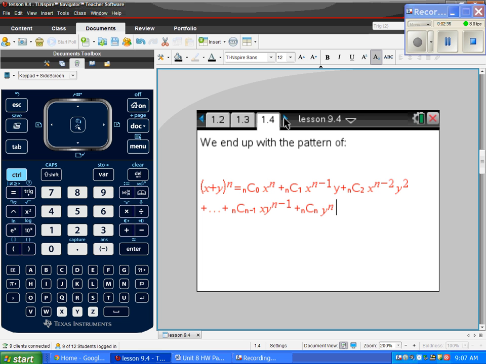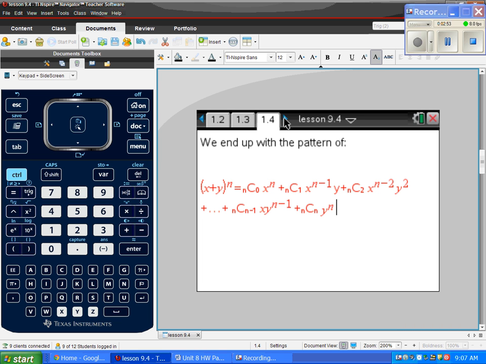We call this the binomial expansion. This is on your reference sheets. You do not need to memorize this. It's on your reference sheet. You probably want to take out your reference sheet so you can do some of these problems without me flipping back to this.